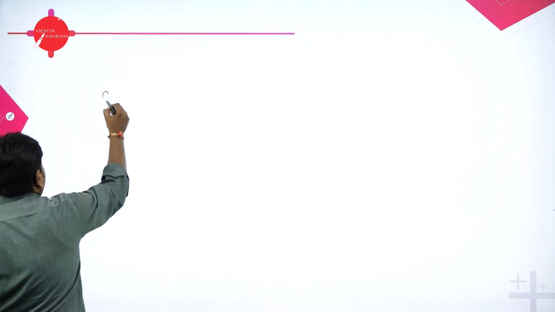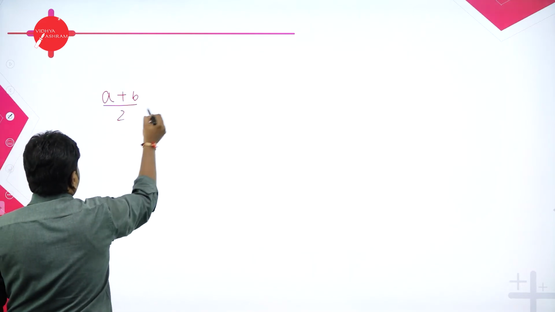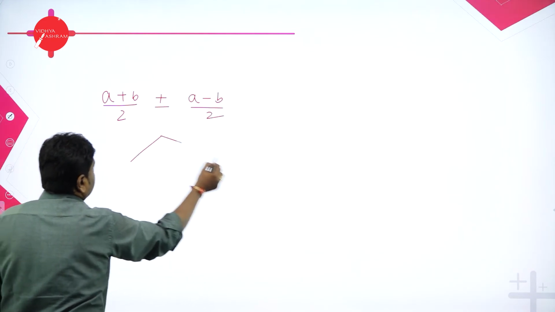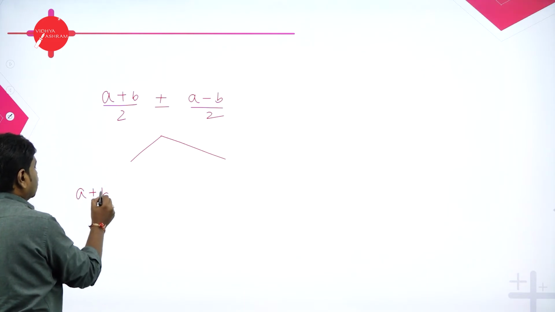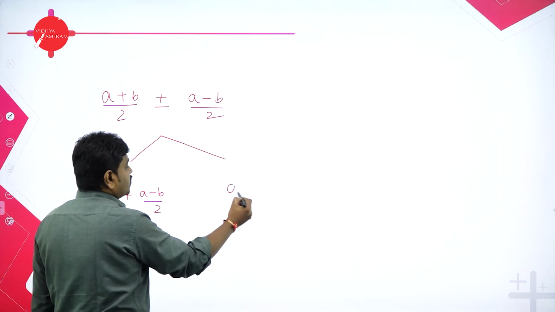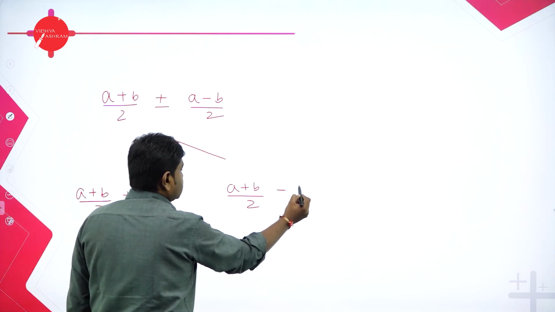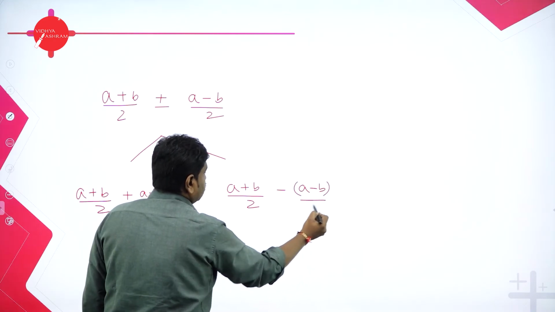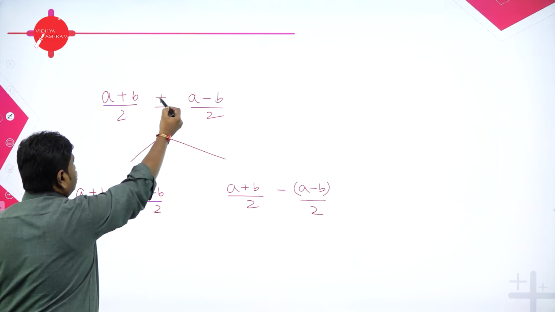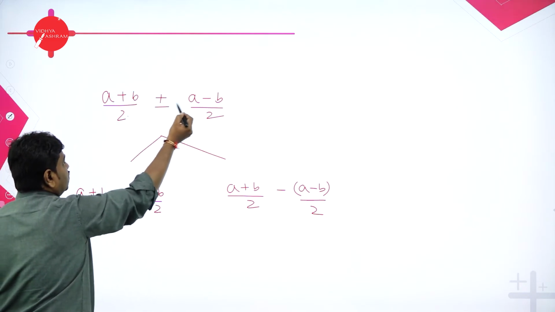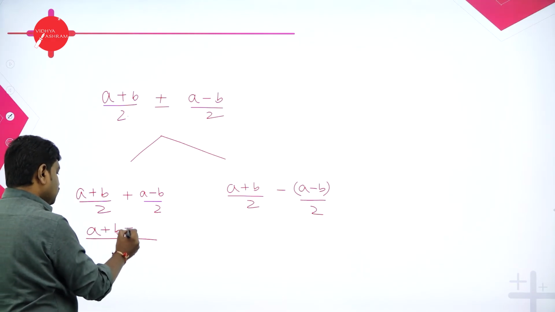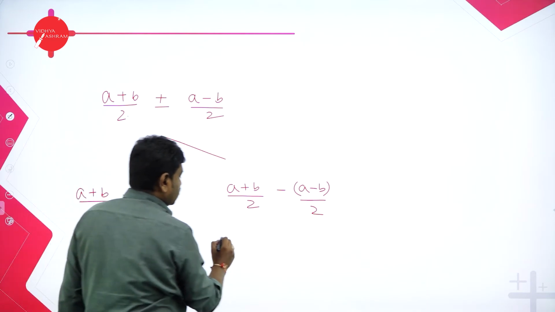So now finally you are left with (a plus b) by 2 plus or minus (a minus b) by 2. Two cases we have, so I'll split it into two cases. One case is (a plus b) by 2 plus (a minus b) by 2. The other case is (a plus b) by 2 minus (a minus b) by 2. Now what is the LCM for these two? 2. Then simplify, it will become (a plus b plus a minus b) by 2.